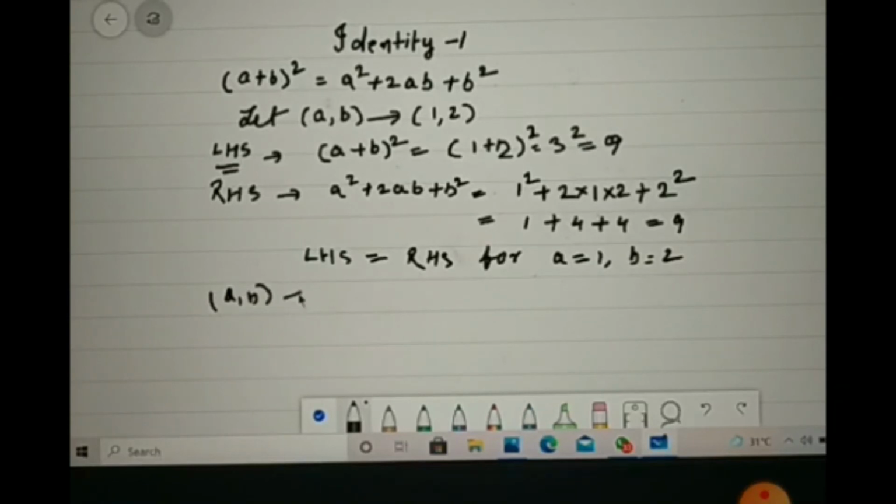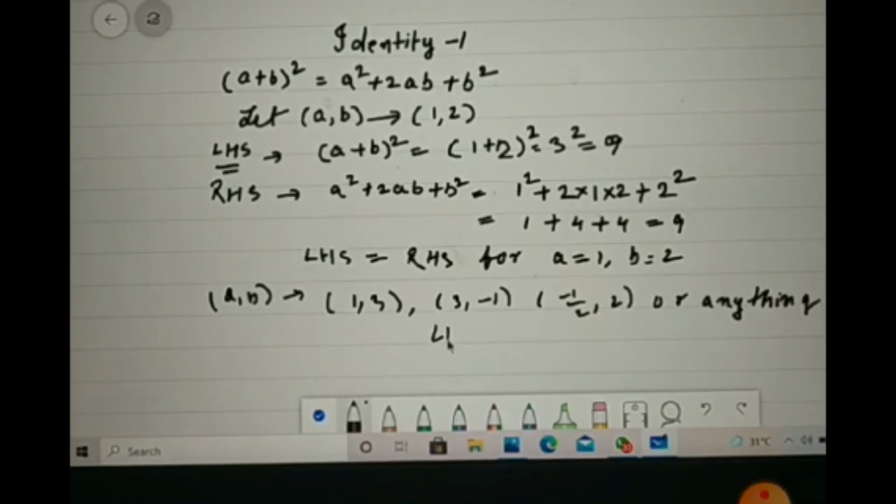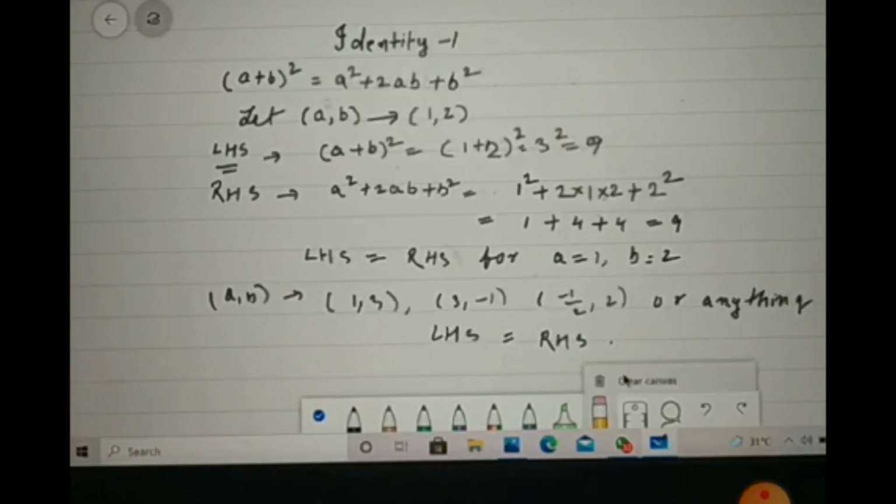Similarly, we can assume any value for a and b, like we can assume 1 and 3, or 3 and minus 1, or minus 1 by 2 and 2, or anything. And we can put it in and see that for every value, (a plus b) whole square is equal to a square plus 2ab plus b square. So we have identity 1 is correct for all the values for a and b. So this is an identity.